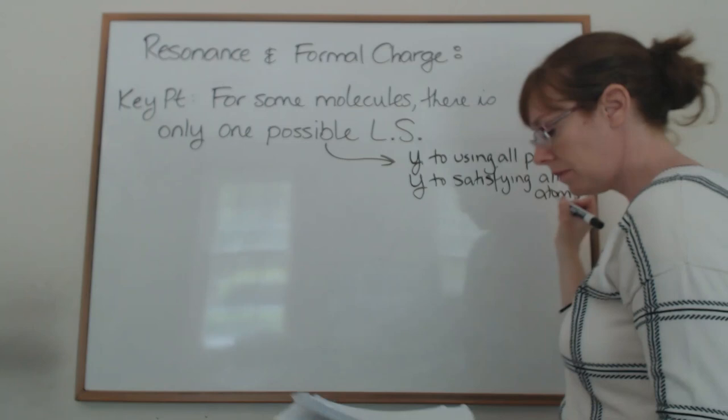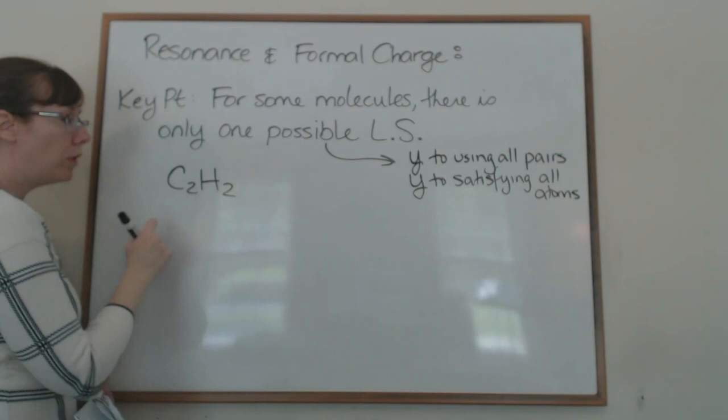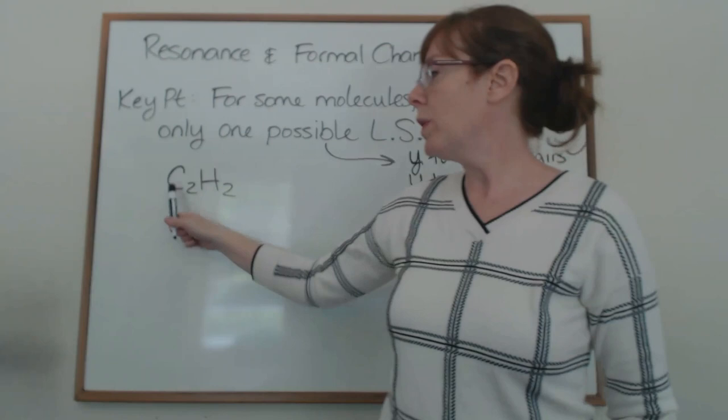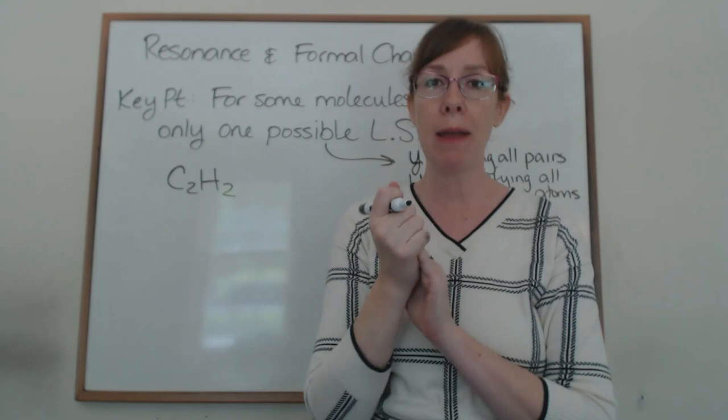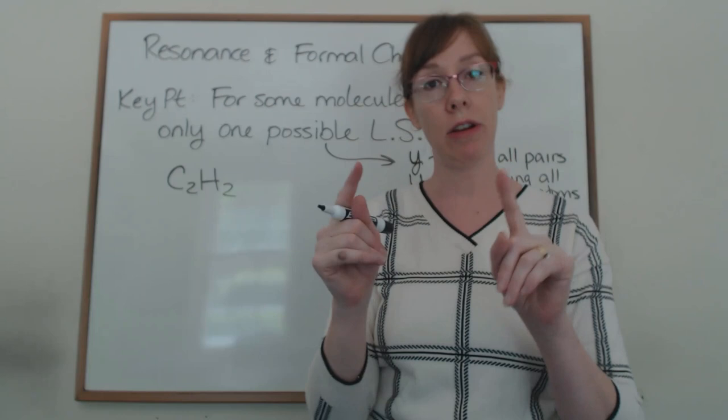So the example that I have is C2H2. Go ahead and draw C2H2's Lewis structure. Let me help you out a little bit with this one. We haven't done a ton of Lewis structures, so sometimes there are little tips that I can give along the way. If your molecule has multiple carbons in it, always connect the carbons together. So the carbons are going to be connected together.